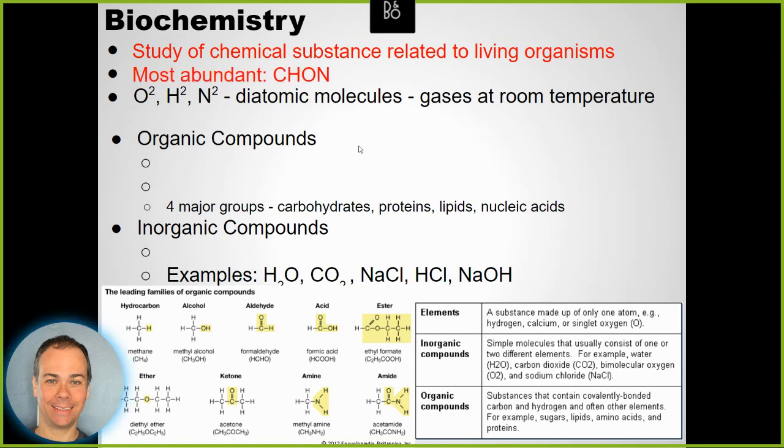Remember in 8th grade you learned about elements, the periodic table of elements? The ones that are the most abundant in all living things, there are 4 elements that are the most common: carbon, hydrogen, oxygen, and nitrogen. CHON. They make up the vast majority of what you would find in a living organism.